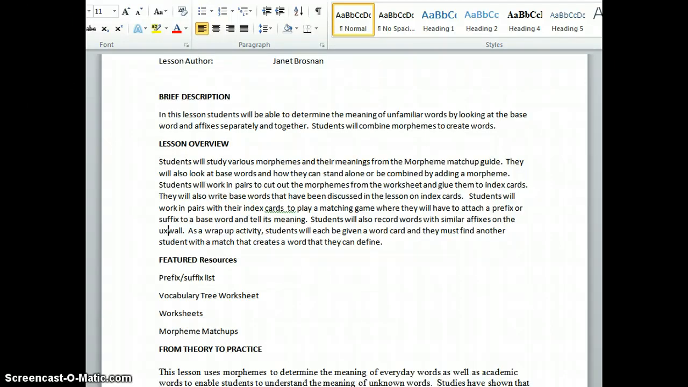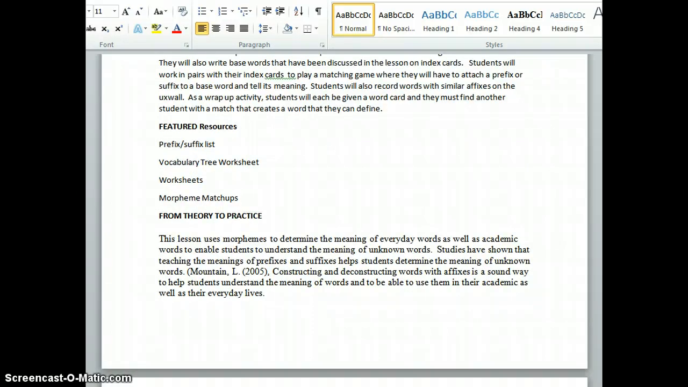The resources that will be used in this lesson will be a prefix-suffix list and their meanings, the vocabulary tree worksheet, the morpheme matchup worksheets, and various other worksheets. Working with words and constructing and deconstructing words using prefixes and suffixes and morphemes is a great way to help students understand the meaning of words and to help them be able to use them in their academic as well as everyday lives. It can also draw on past experiences and background knowledge, which is very helpful in reading instruction.